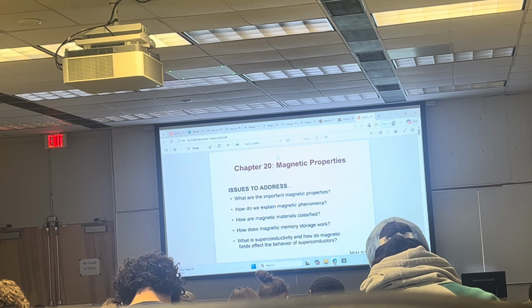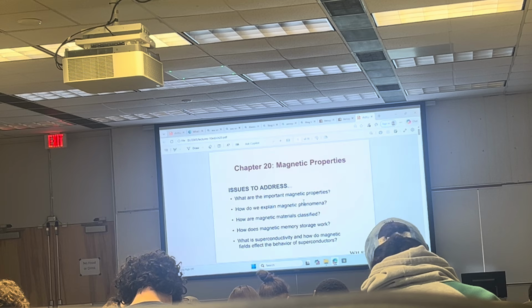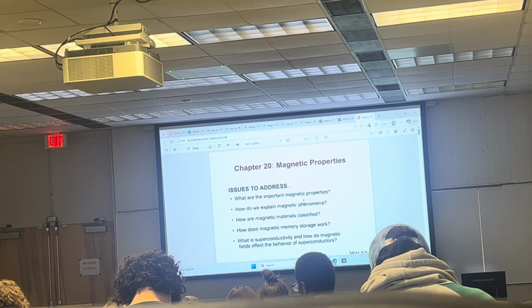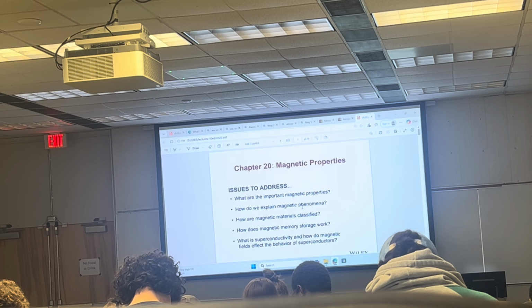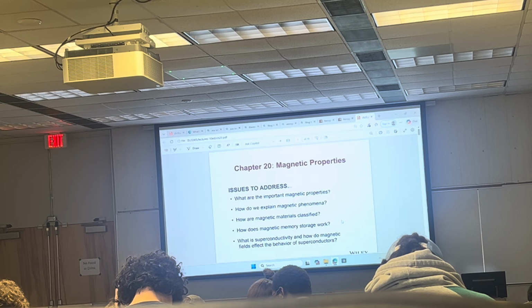Okay. So we will talk about magnetic properties to control the process, to control the structure, to control the property. And we will try to explain why some materials are magnets, and we'll classify them. We'll talk about magnetic memory and how it works, and we will talk about superconductivity and how the superconductors behave.